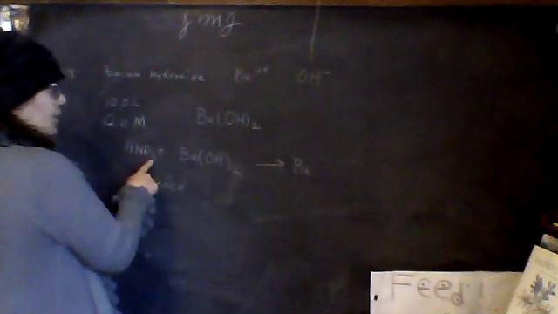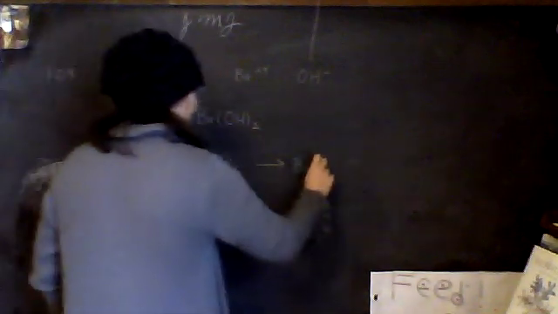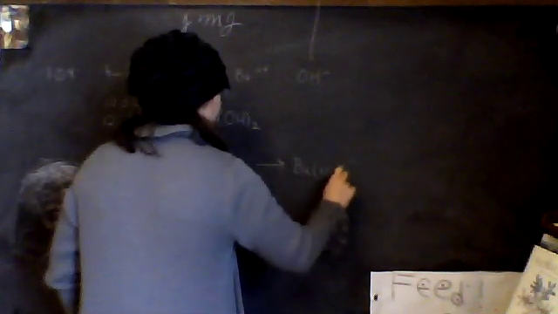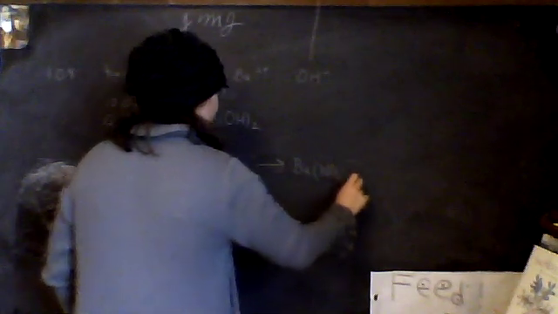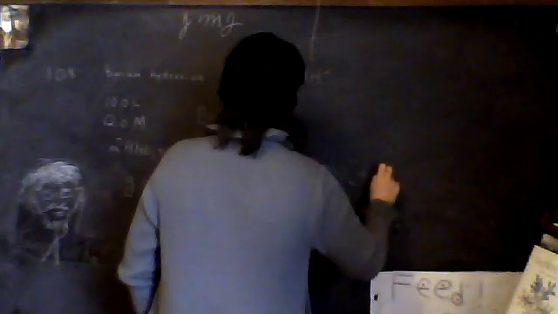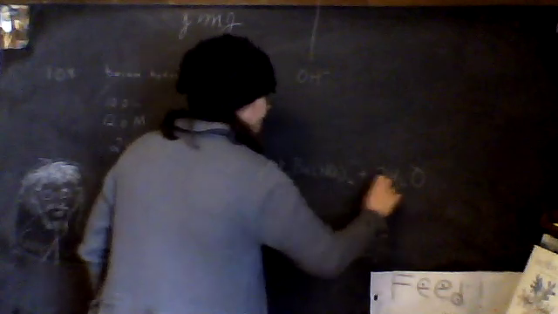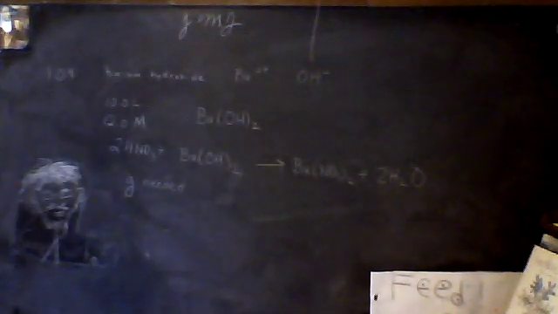The salt is going to be Ba, and we know it's 2+. NO3 must be 1 negative, because H is a plus. So we have Ba(NO3)2, and there's going to be 2 of these, plus water, H2O, and there's going to be 2 of these. Write all that out.